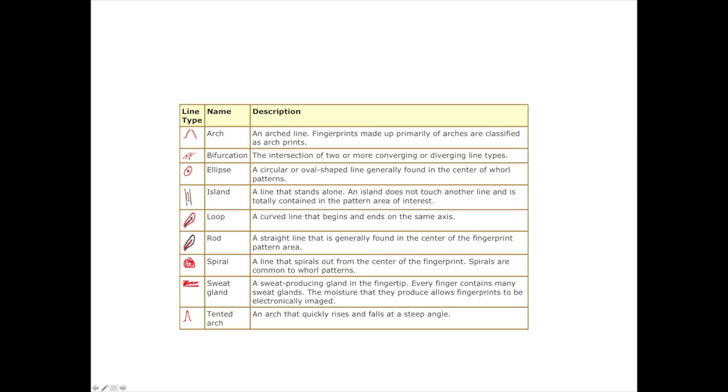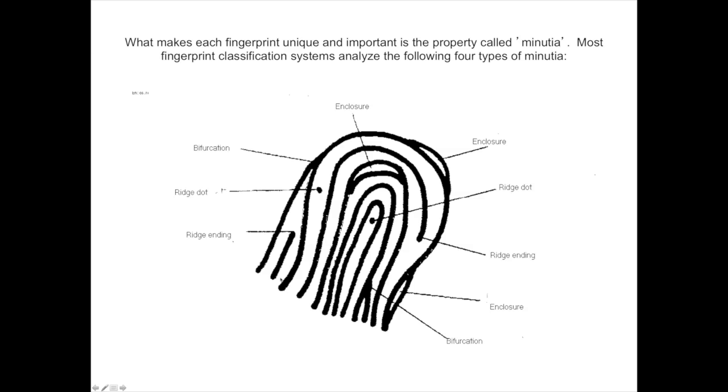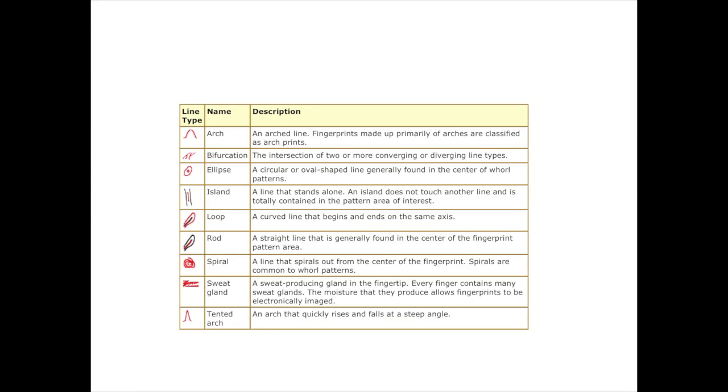This is a line that obviously loops around, and a rod is a straight line, often found in the middle or in the center of a fingerprint pattern. We have spirals. We have sweat glands. And we call this a tented arch because it rises very quickly and it looks like a little tent pattern, a little pup tent, or maybe a teepee. And those particular patterns are what we generally refer to.